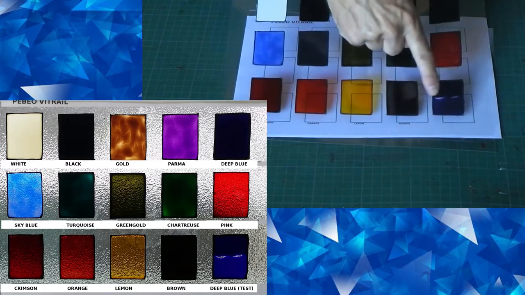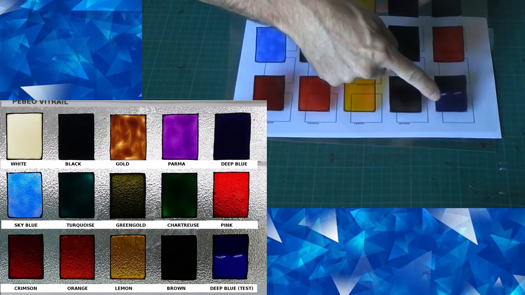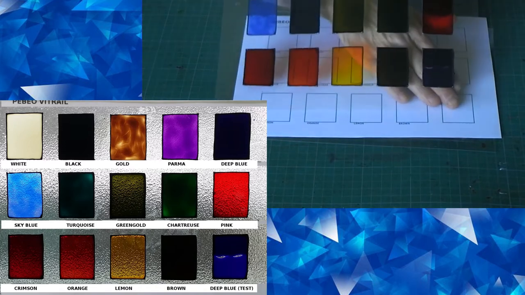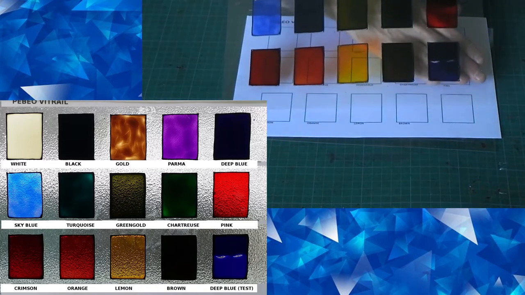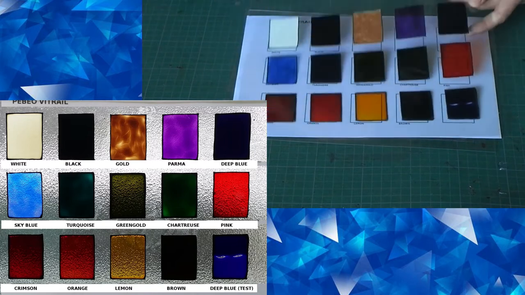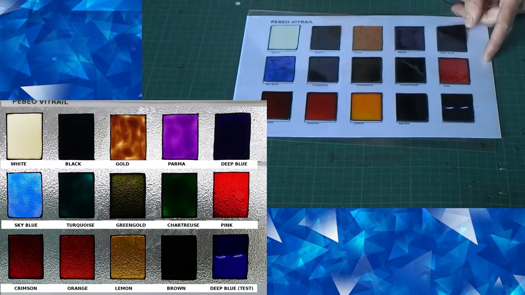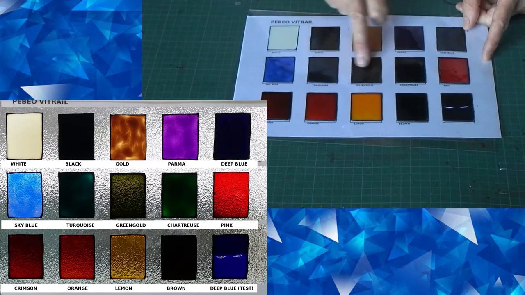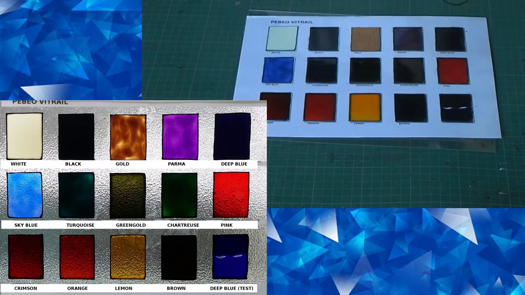That's got a third of the lightening medium in it. That's got 50% of the lightening medium in it, and it does turn it into a transparent colour. I would do that with a few of the colours, the brown, the deep blue, maybe even some of these greens and turquoise.